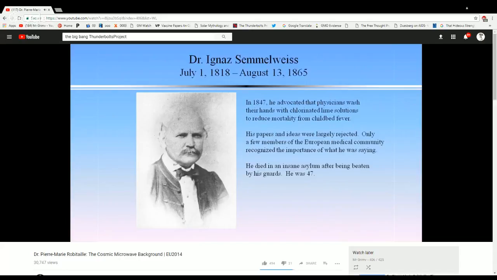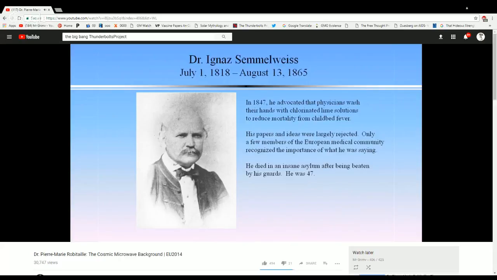So in 1847, he advocated that physicians wash their hands with chlorinated lime solutions to reduce the incidence of mortality from childbed fever. And physicians saw this as an insult because they felt that they were already pretty clean, even though they were going from the necropsy lab to delivering women. And they were killing these mothers. And he actually documented that when he got the doctors to wash their hands, the mortality rates would drop.